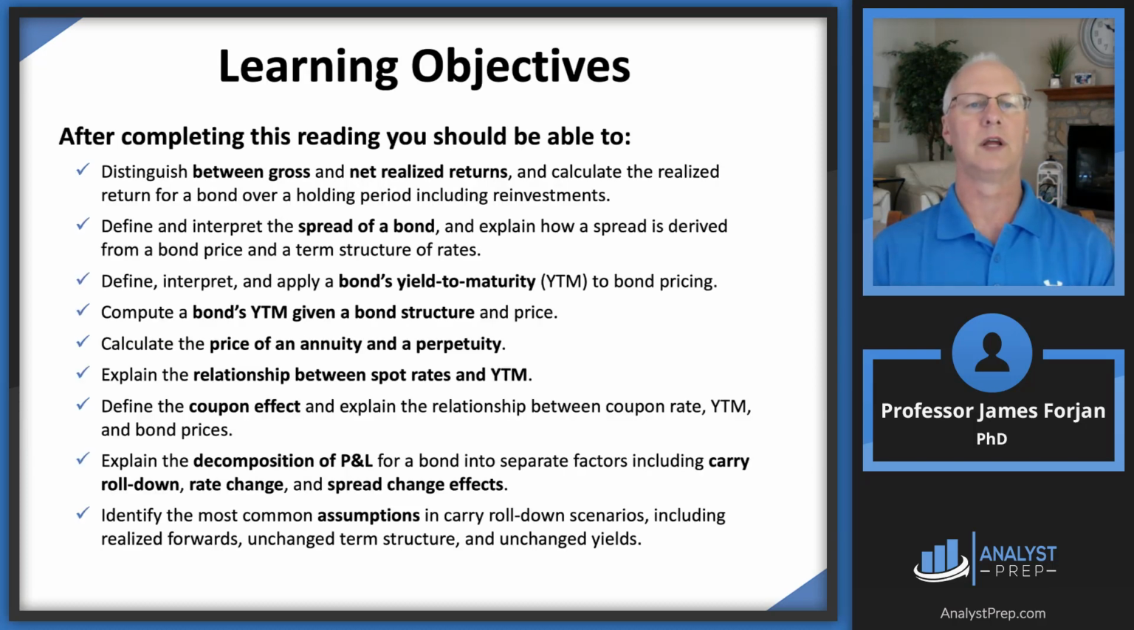Let's look at these learning objectives. We'll do some simple math to start off. We'll look at the difference between gross and net realized returns. And then we'll talk about an important concept. What is the spread of a bond? We'll talk in a couple of slides about the yield to maturity on the bond. Then we'll go back to this concept of spot rates that we did in the last chapter. We'll talk about coupons, and then we'll try to figure out how you can compute the profit and loss for a bond investment.